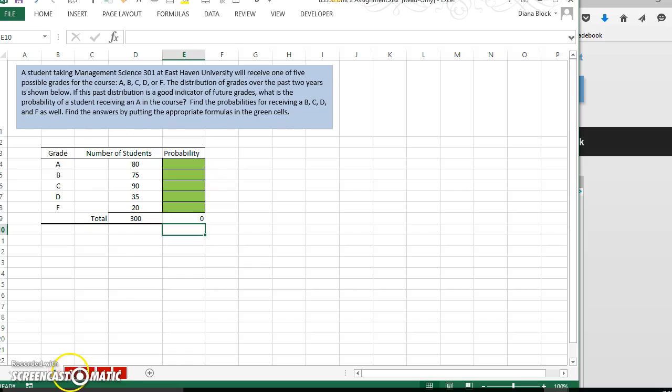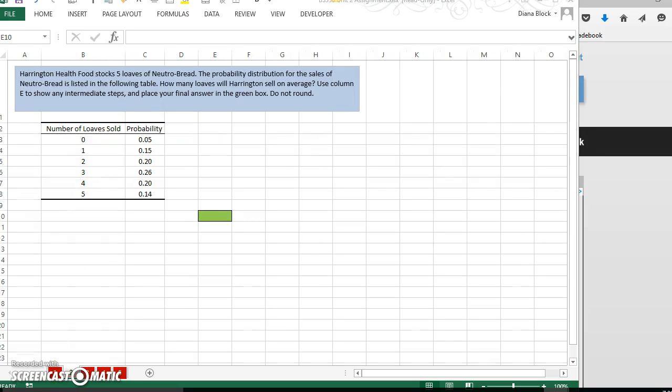So let's look at problem number 2. With problem number 2, we're going to use the probability information similar to the last problem, and we're going to use that to find out an expected return. In this situation, this company stocks 5 different types of bread, and we have calculated already the probability for the sales of each different type. What we want to find out here is how many loaves on average do we expect to sell.